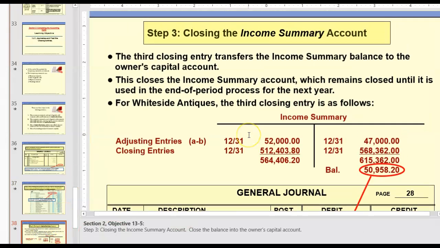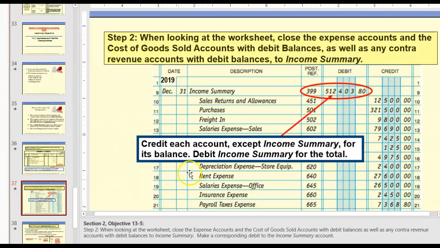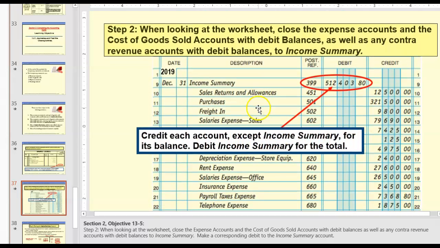And then you're going to close the expenses to the income summary account. And then on step 3, you're going to close, did I miss a slide? Credit each account except the income summary, and debit income summary for the total. Oh yeah, you're going to close all the expenses, which are normally debits. You're going to put them on the credit side and then add them up and put it on the debit side of income summary.